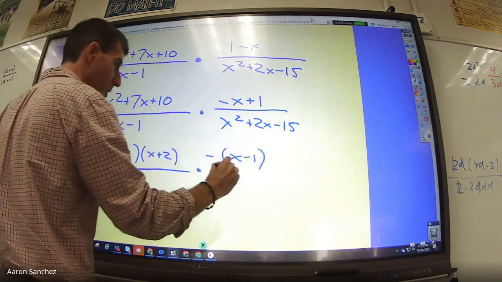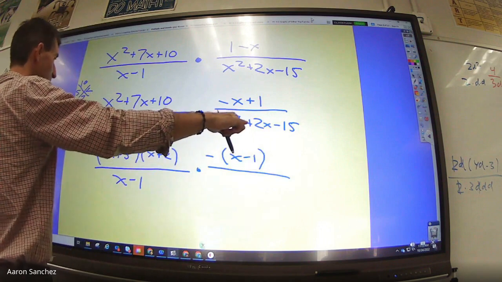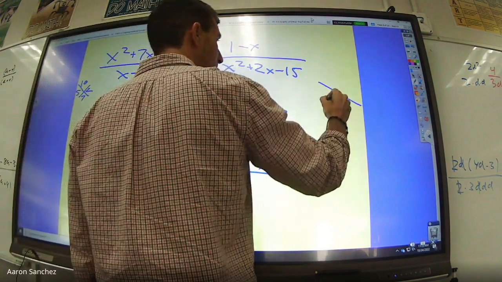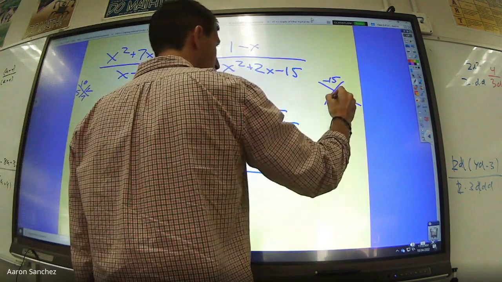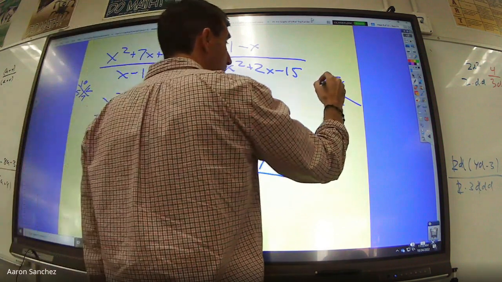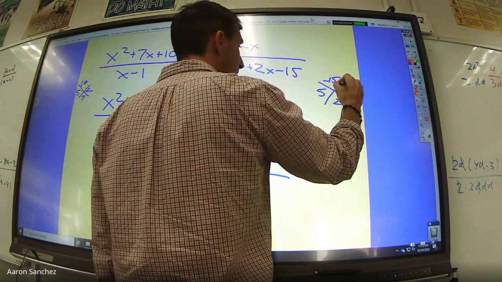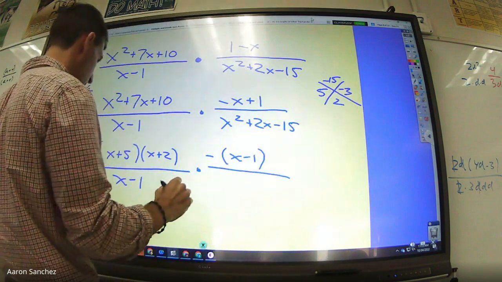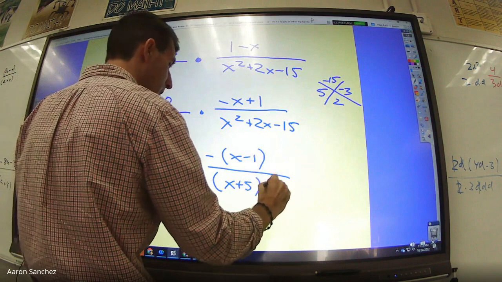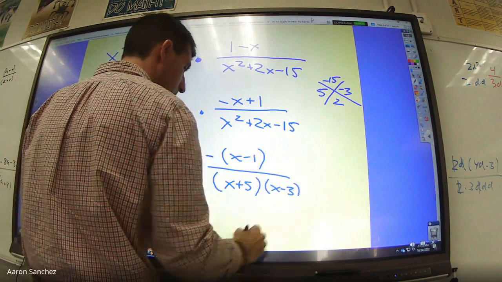Oh, that makes sense. Got an x minus 1 here. What do you think? This is either going to be plus 5 or plus 2. What do you guys think? I got negative 15 and 2. What times what equals negative 15 and adds to 2? 5 and negative 3. Oh, look, I got an x plus 5. And then x minus 3.